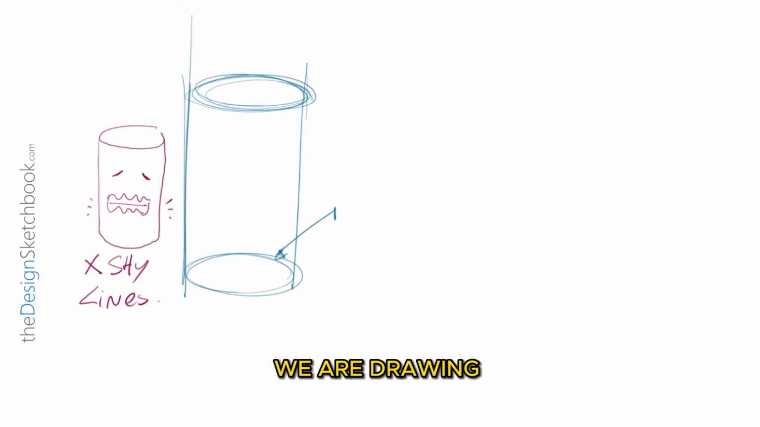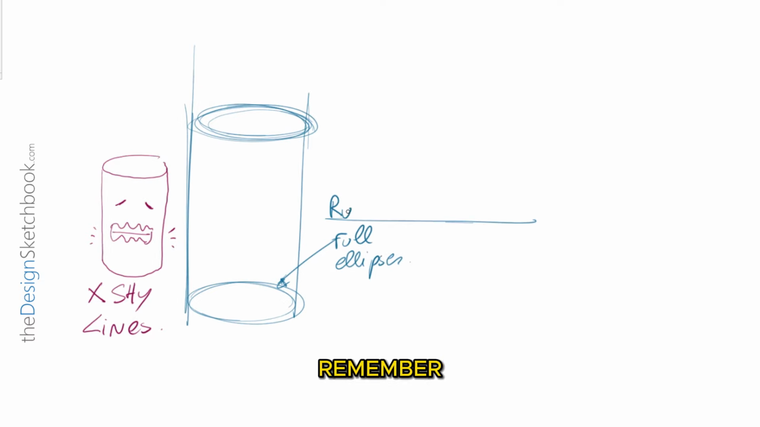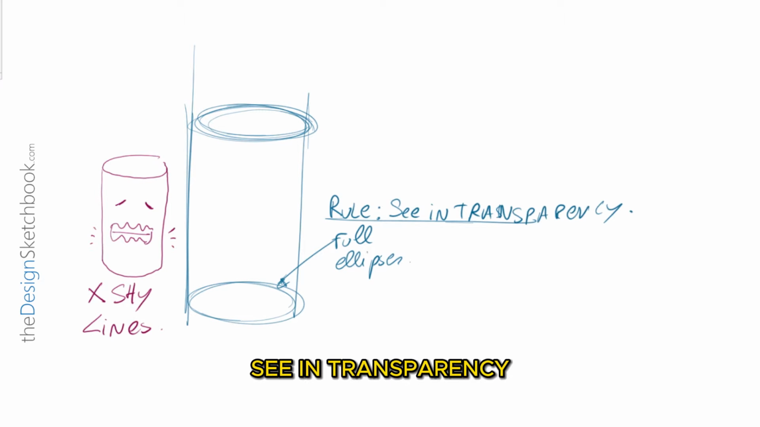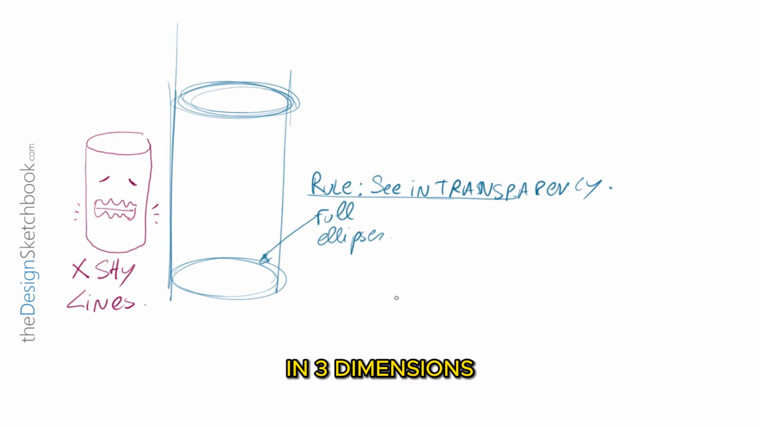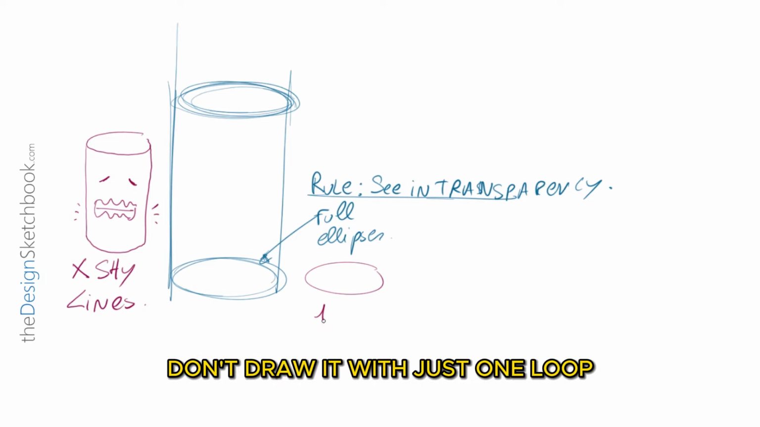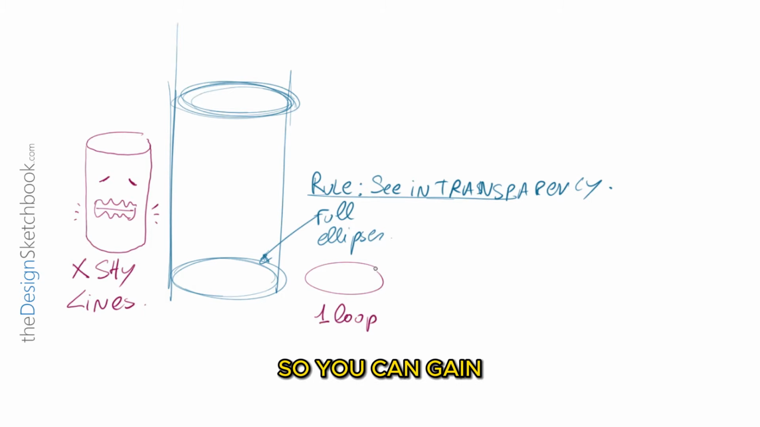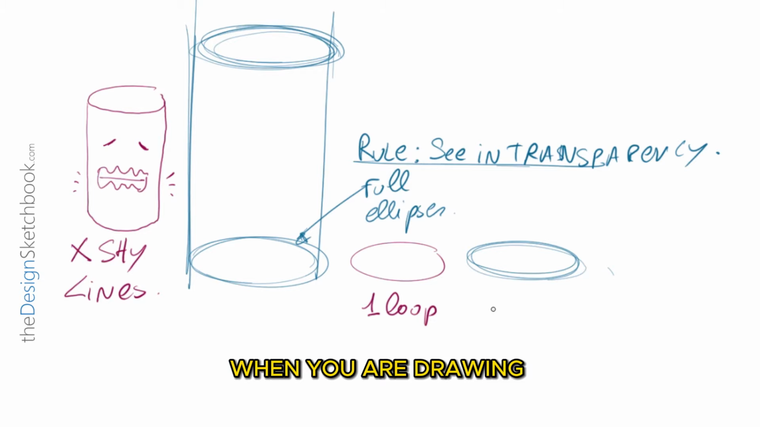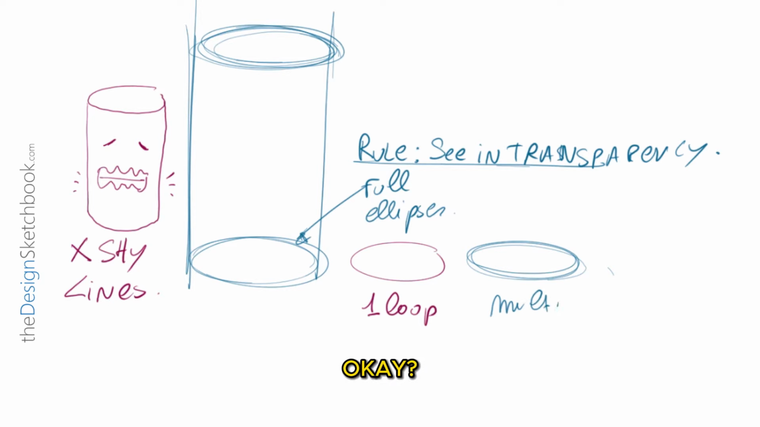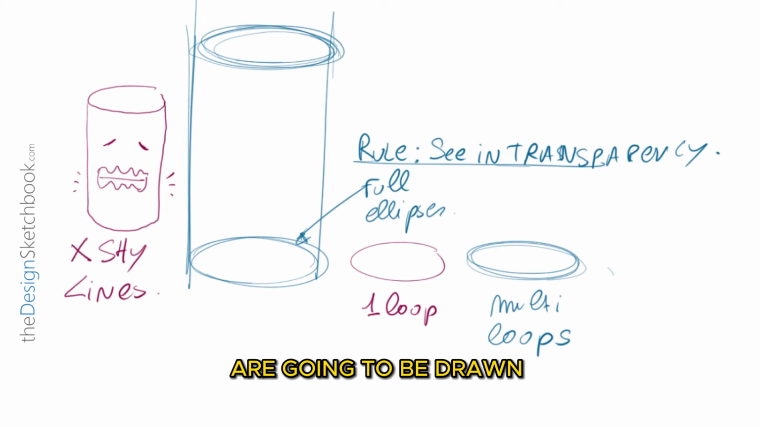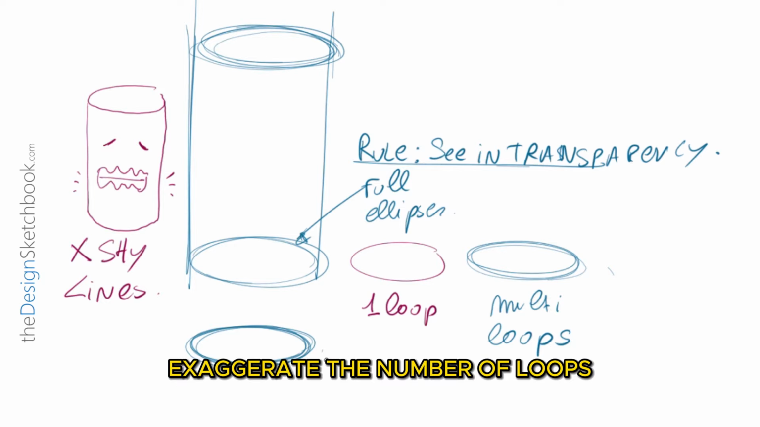As you can see, we are drawing the full ellipses. So remember the rule: see in transparency. So we will really apprehend things in 3 dimensions. And when I draw my ellipse here, to draw it dynamic, don't draw it with just one loop. Draw with multiple loops so you can gain some momentum when you are drawing your ellipses. So the top ellipse and the bottom ellipse of this cylinder are going to be drawn with multi-loops. Feel free to exaggerate the number of loops when you are training.